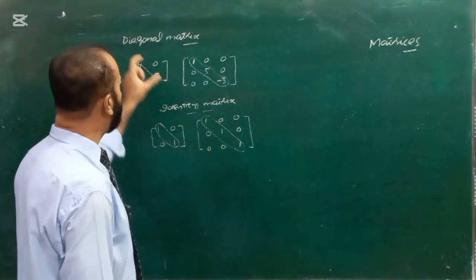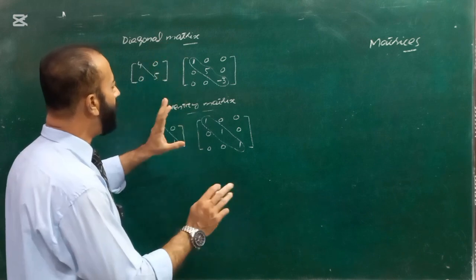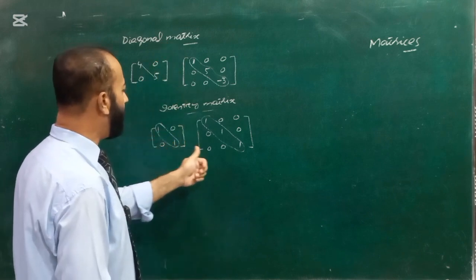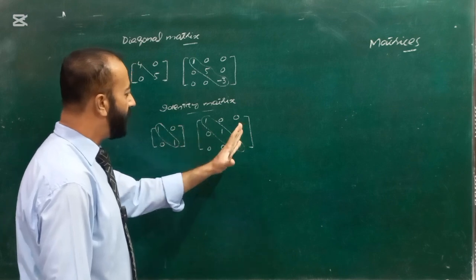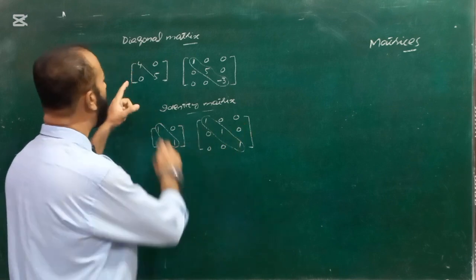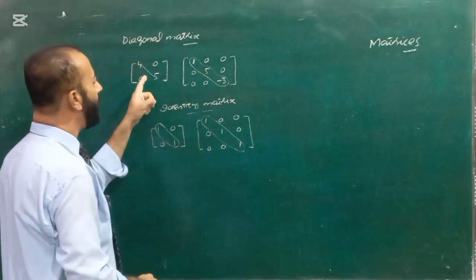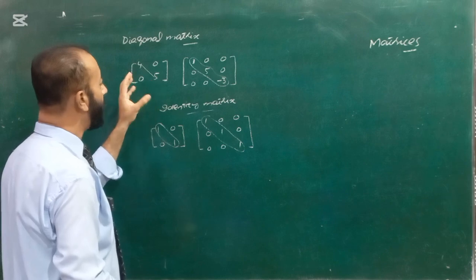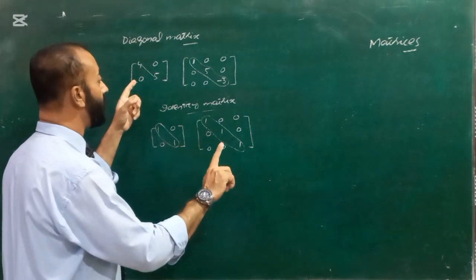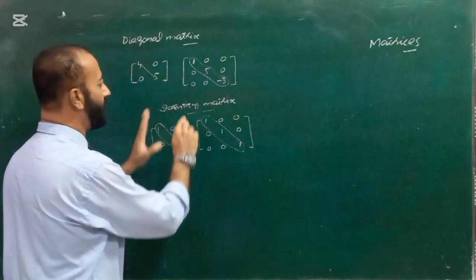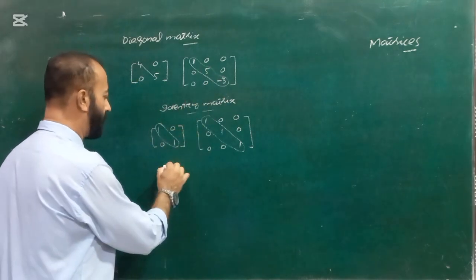So identity and diagonal matrices are different in a way that in an identity matrix the leading diagonal entries are 1, 1 and except that all entries are 0. But in a diagonal matrix the leading diagonal entries are other than 1, 1 but they are non-zero and all the other entries are 0. So these are the concepts.